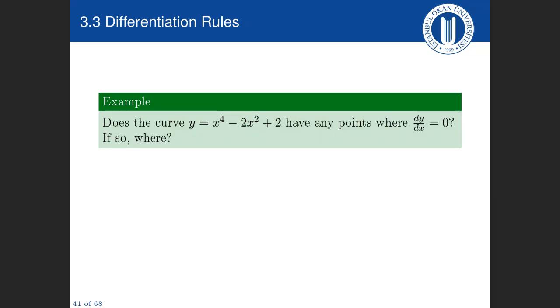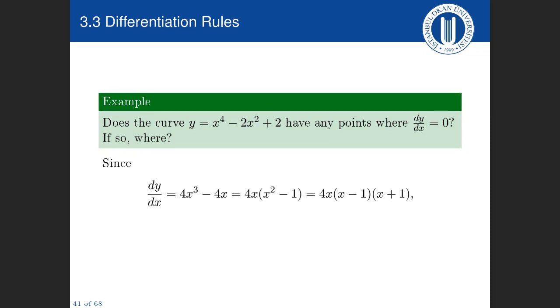Does the curve y is equal to x to the power 4 minus 2x squared plus 2 have any points where its derivative is equal to 0? And if the answer is yes, where are they? The first thing to do is to differentiate this function. So here we go. The derivative of x to the power 4 is 4x cubed. The derivative of 2x squared is 4x, and the derivative of 2 is equal to 0.